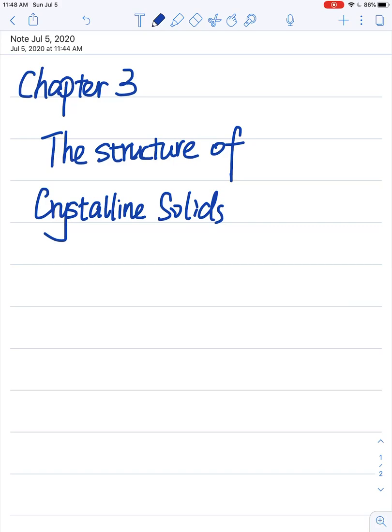Okay, in chapter 3, let's talk about the structure of crystalline solids. So, how do atoms assemble to form solids? I want you to think about that. So, let's focus on metals. Since we have different types of materials, metals are the easiest one to look at for crystalline structure. So, let's start with metals.